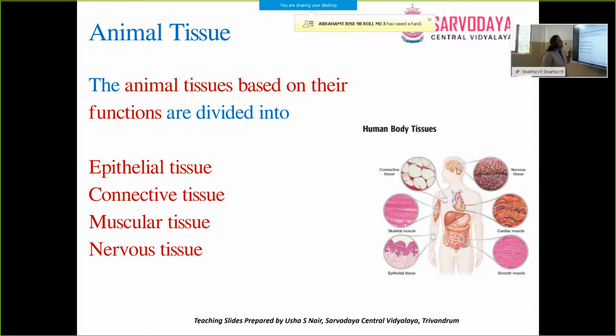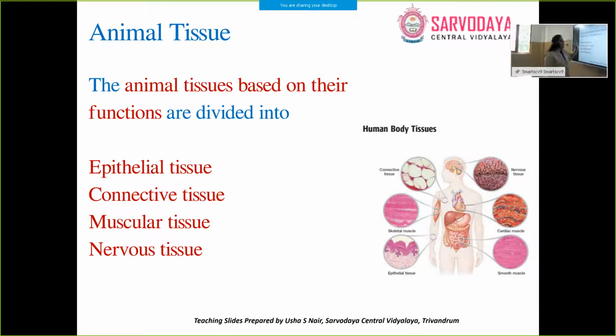Okay, thank you. So now the animal tissues are again based on their functions. The first tissue is the epithelial tissue. The second is the connective tissue. Third, the muscular tissue, which we just called muscle cells. And we have the nervous tissue. Nervous tissue, neuron, there's nothing new in that.